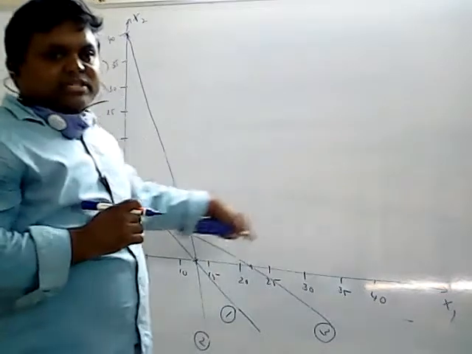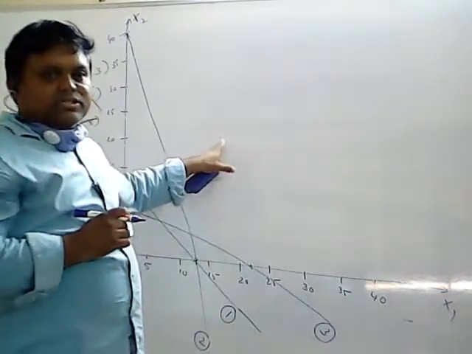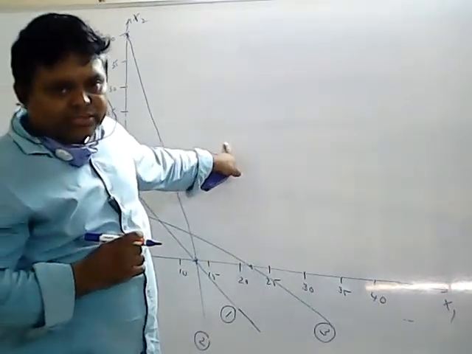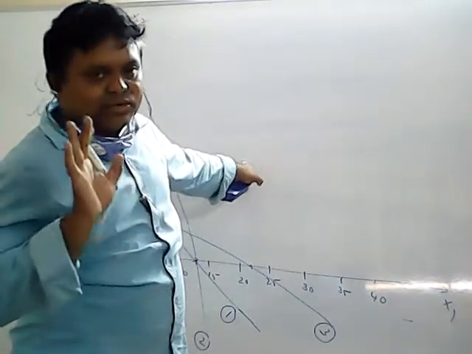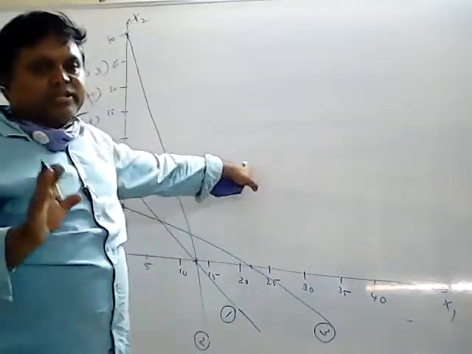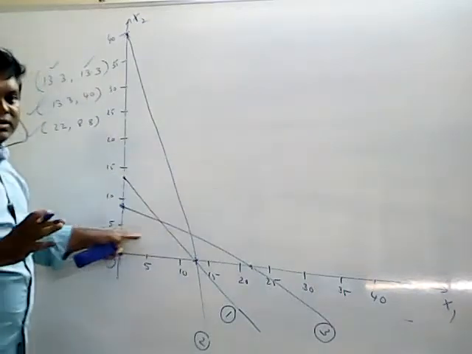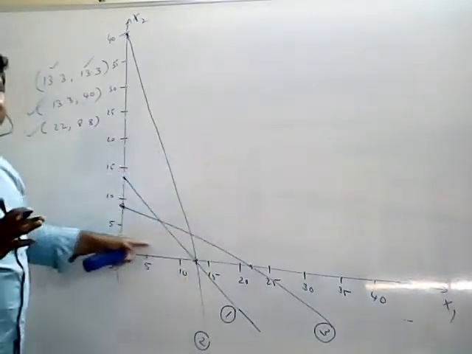So what does that mean? Only in the first quadrant will you get both values positive. That means you have to identify the feasible region only in the first quadrant. Remember this point. This is the first quadrant part, and you have to identify the feasible region in this part only.